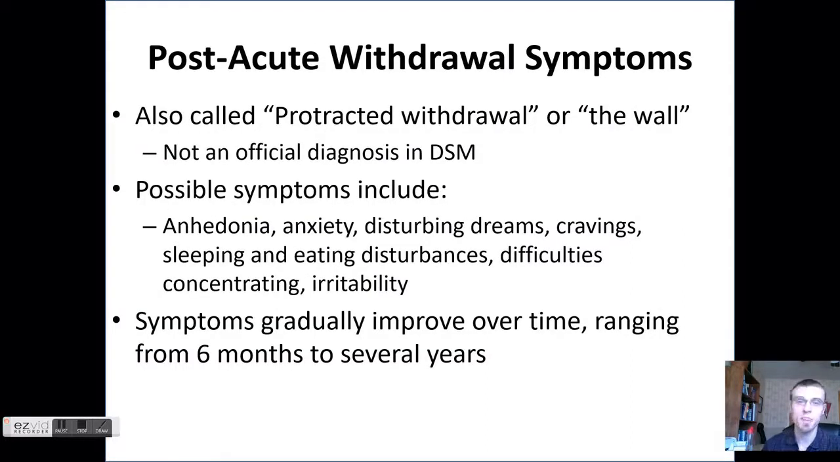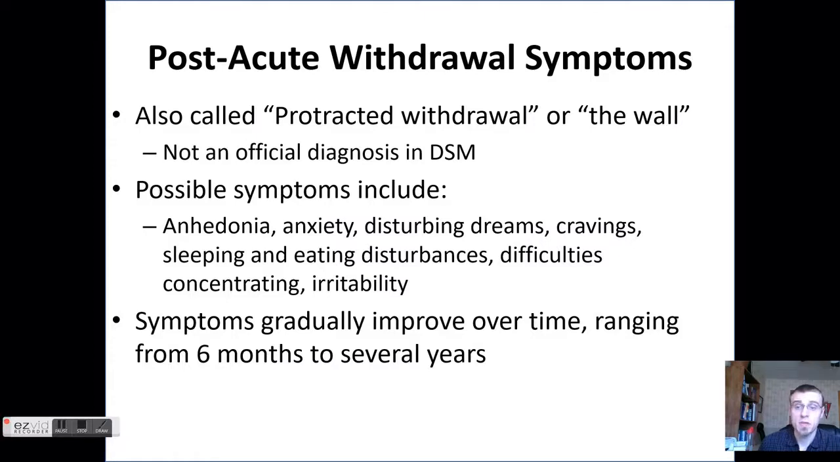Okay, so now I'm going to talk about something a little bit different, moving on with a very important diagnostic issue. There's something called post-acute withdrawal syndrome, but there are particular symptoms as well that we want to talk about. There are other words for this: protracted withdrawal or the wall stage, depending on how you've heard this in the recovery literature in the past. This is not an official diagnosis in the DSM, but it is critical to understand that this is a thing that happens for many people, especially in their first year of recovery.